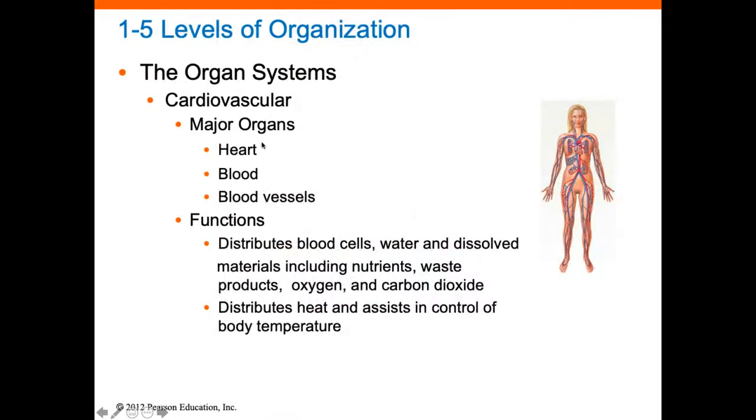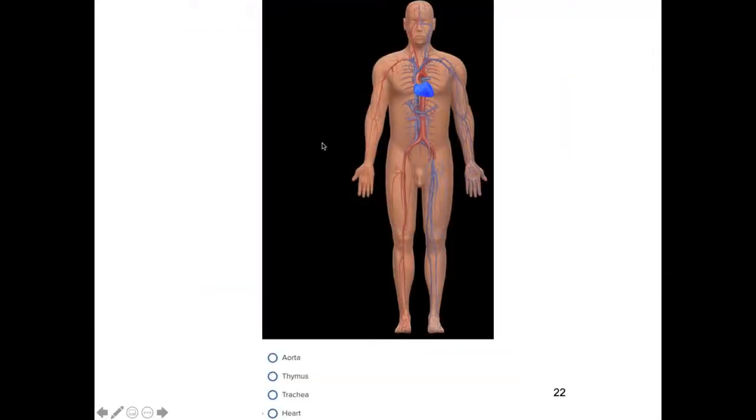We have the cardiovascular system, which is the heart, blood, and the blood vessels. And the cardiovascular system is going to distribute blood and water and dissolved gases like oxygen and carbon dioxide and even nitric oxide, waste products, nutrients. It's going to move these things throughout the body. And it's also involved in distributing heat and regulating control of body temperature as well.